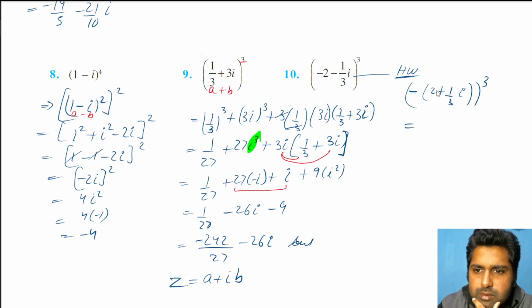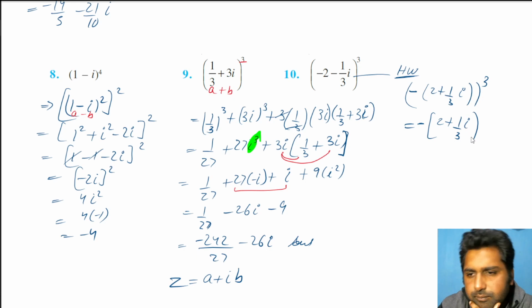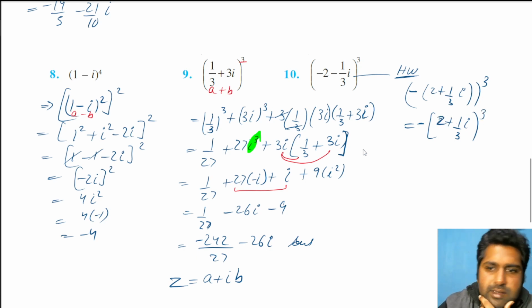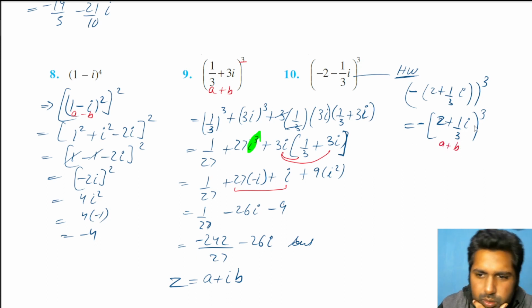So what is cube of negative? Negative. And now you have to do just cube of 1 by 3 iota. Iota is in the numerator, remember that. So now you have to use again the same thing, a plus b whole cube. That much you can solve.